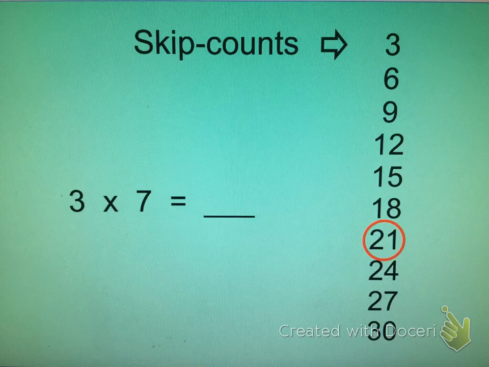So in this case, whenever you're multiplying 3 times 7, you probably skip count your 3's. 10 times 3 is 30. All of those are multiples of the number 3.